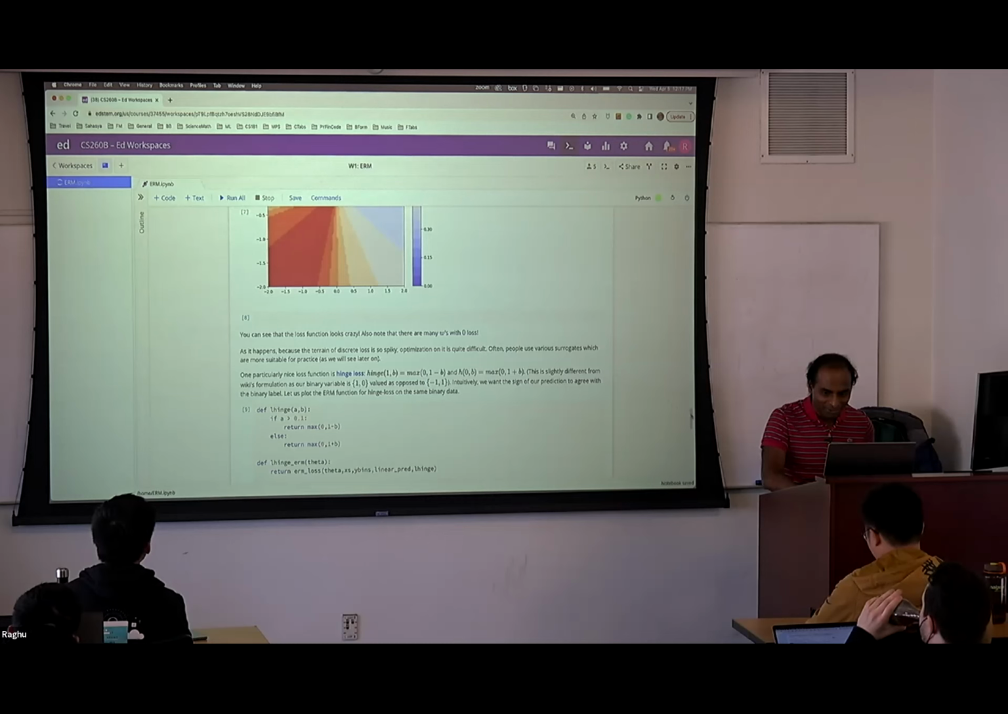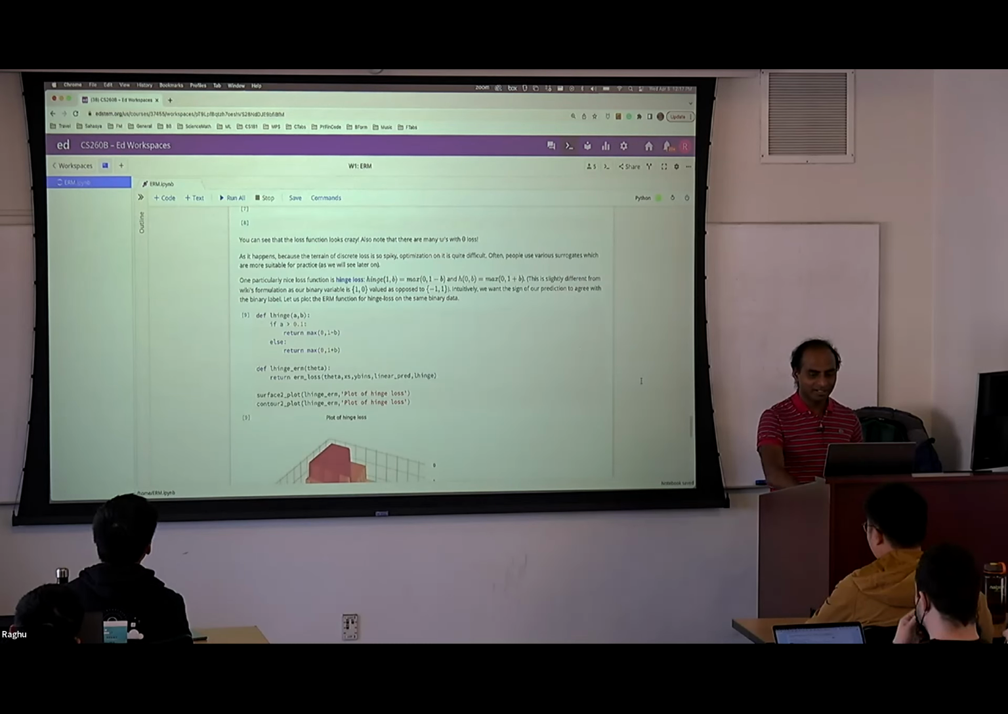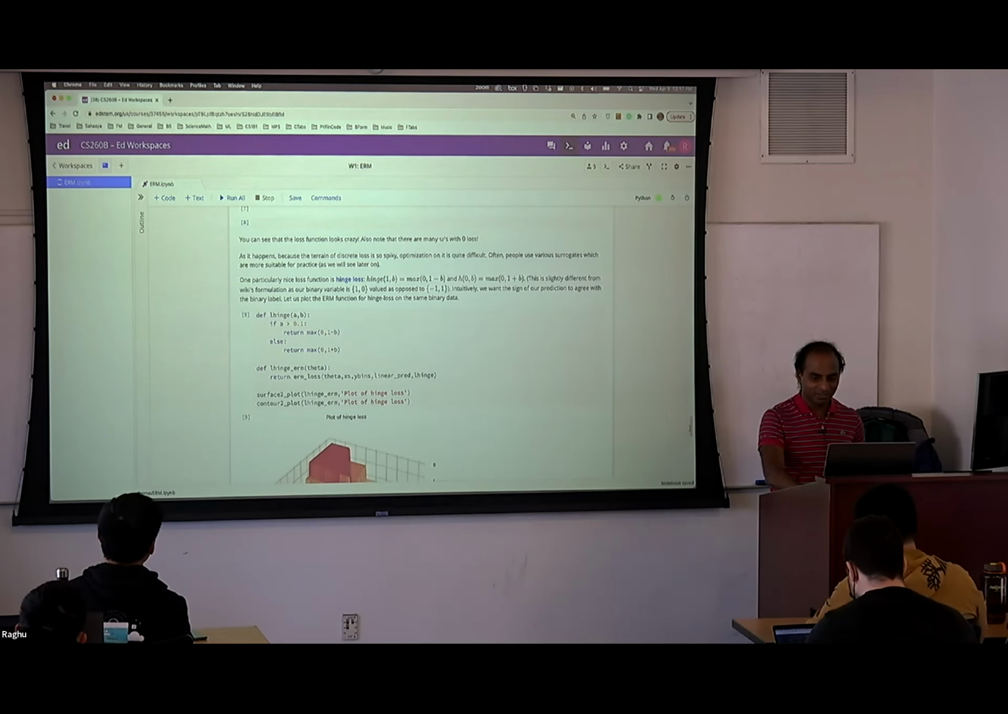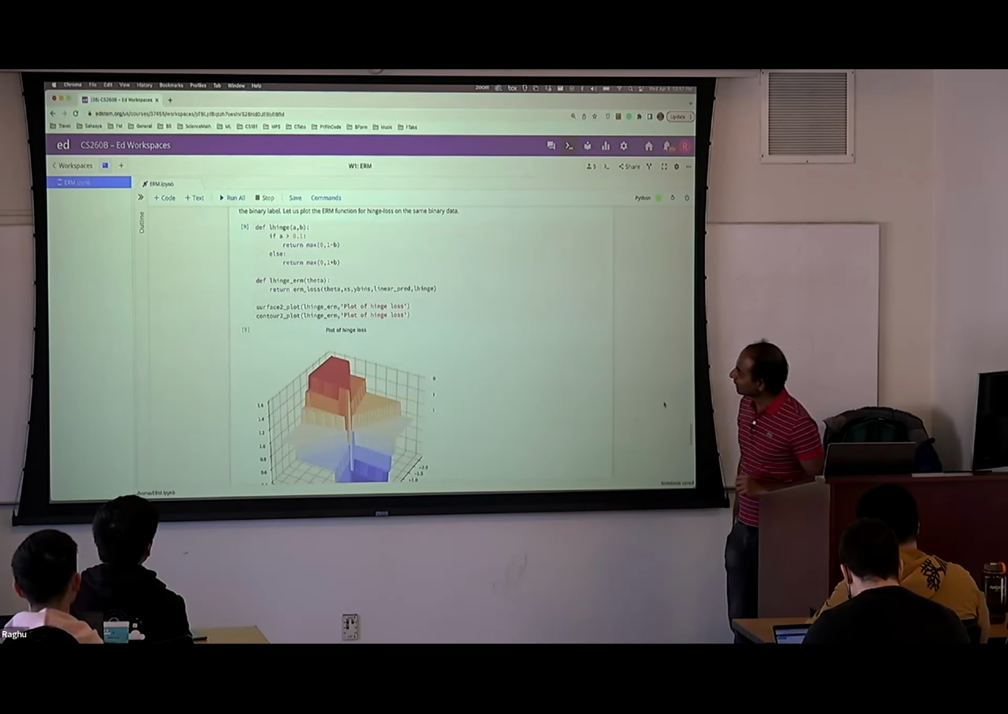And we also plotted hinge loss, which is again somewhat of a discrete function. It's nicer than 0-1 loss, but still not as nice. And this is what it looks like.